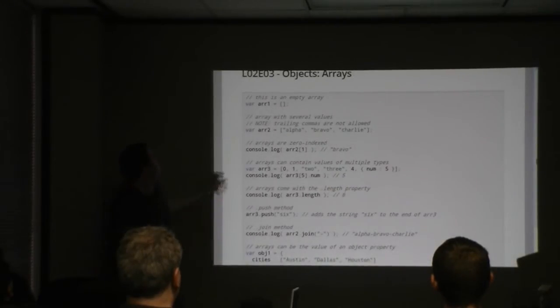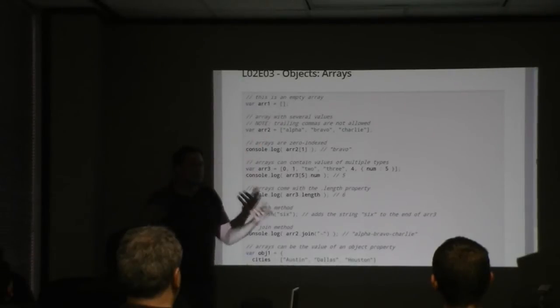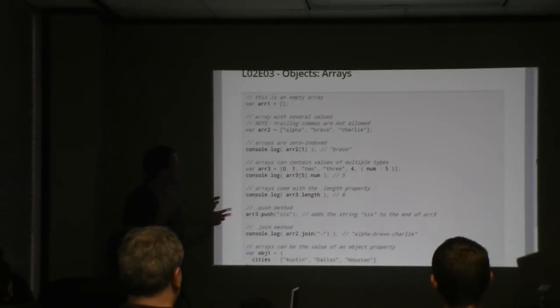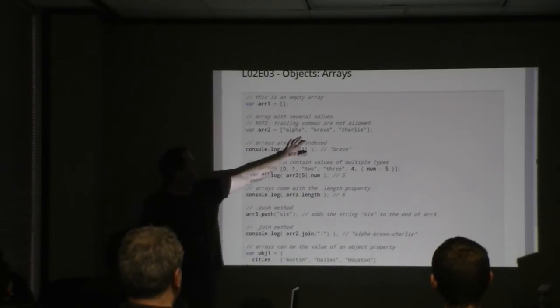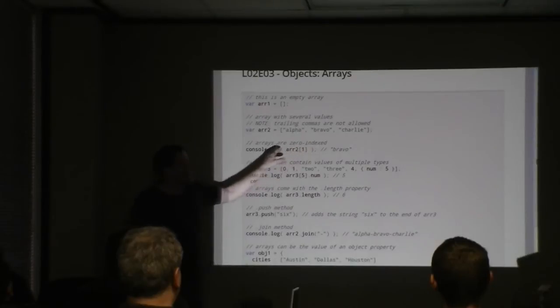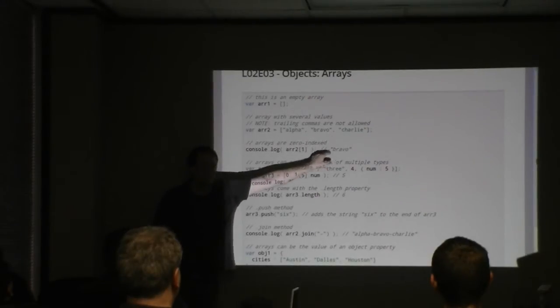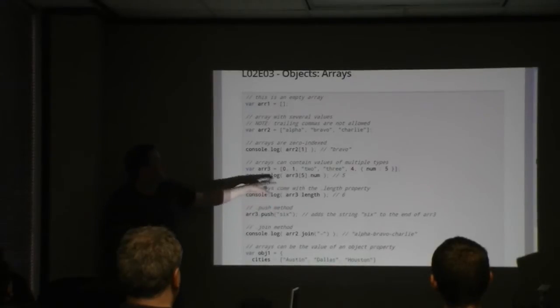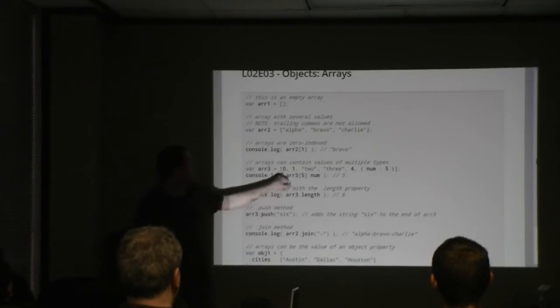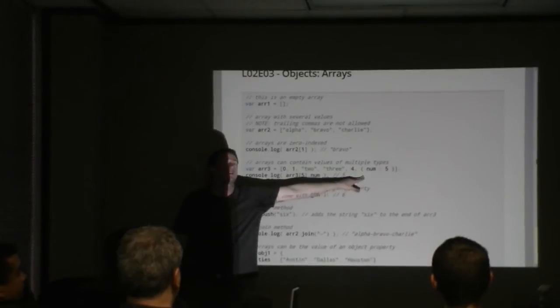On to arrays. Arrays are written with square brackets. It's very simple syntax. A trailing comma is not allowed, just like an object. There's zero indexing, so this is 0, 1, 2, and that's Bravo. You can contain multiple types in an array. You don't have to have an array of numbers or an array of strings. An array can hold any type. So here we have two numbers, a string, a number, and then an object.